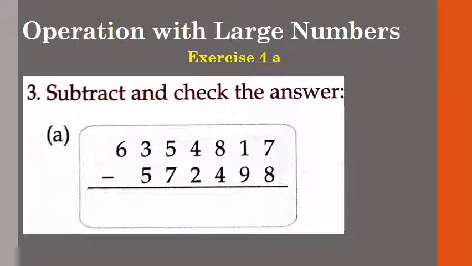Now children, let's come to the subtraction of the large numbers. So here we will do question number 3, subtract and check the answer. So let's do the A part of question number 3. So here we will subtract 5,72,498 from 63 lakh 54,817, right? So now let's see how we are going to do.